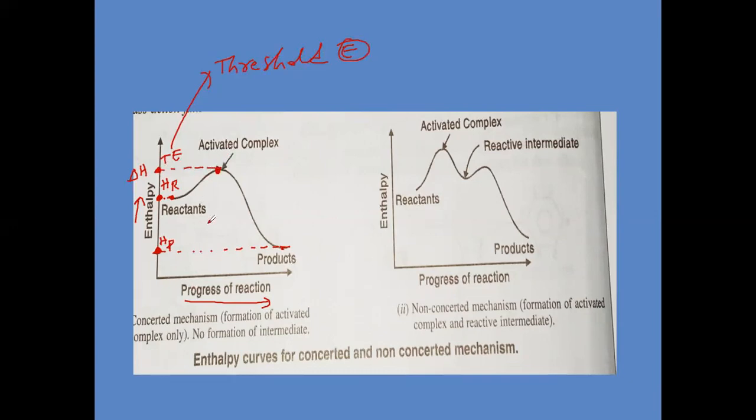It is one type of reaction in which reactants first convert into an activated complex, and the activated complex will finally change into products. This type of mechanism is called a concerted mechanism. The concerted mechanism includes formation of the activated complex only. Only the activated complex will form, and there is no formation of a reaction intermediate.